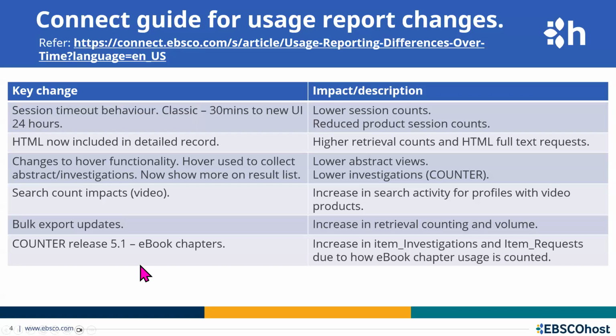And then the last little feature that's been a bit of a change is actually due to COUNTER Release 5.1 and the way that ebook chapters are now counted. So historically, we would never count individual chapters in COUNTER. It would always be either an item investigation or item request, or a title investigation or unique title request. But now in the new version, if a user was to download 10 chapters, they would be counted as an item investigation and item request. So that's a bit of a change as well.